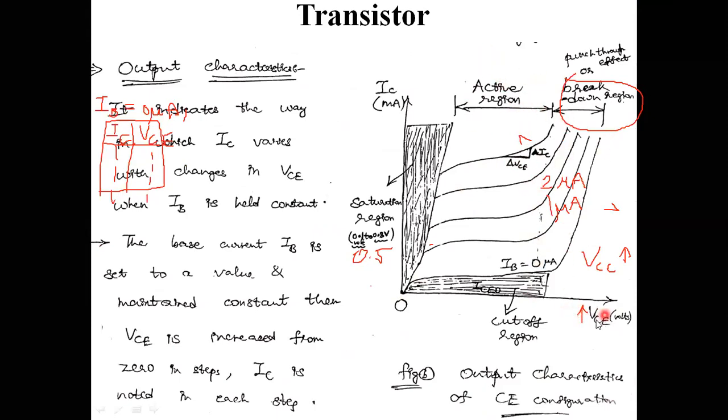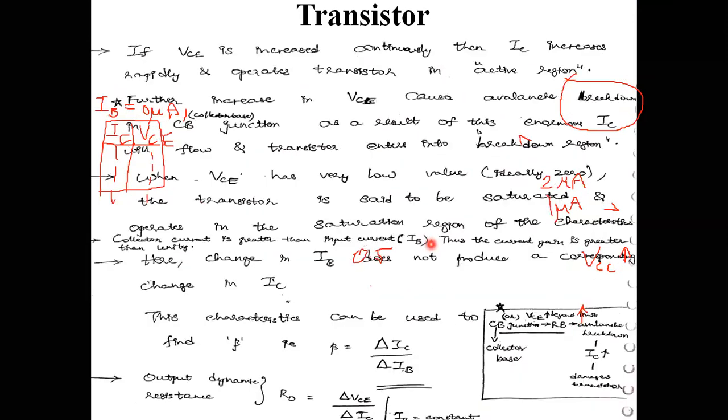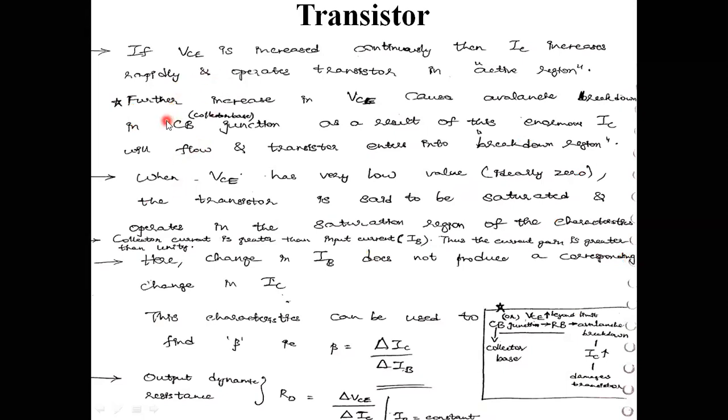By further increasing this VCE, the transistor comes into the breakdown region, or the punch through effect is going to come across here. Further increase in VCE causes avalanche breakdown in the collector base junction. As a result of this, enormous IC will flow and the transistor enters into the breakdown region.